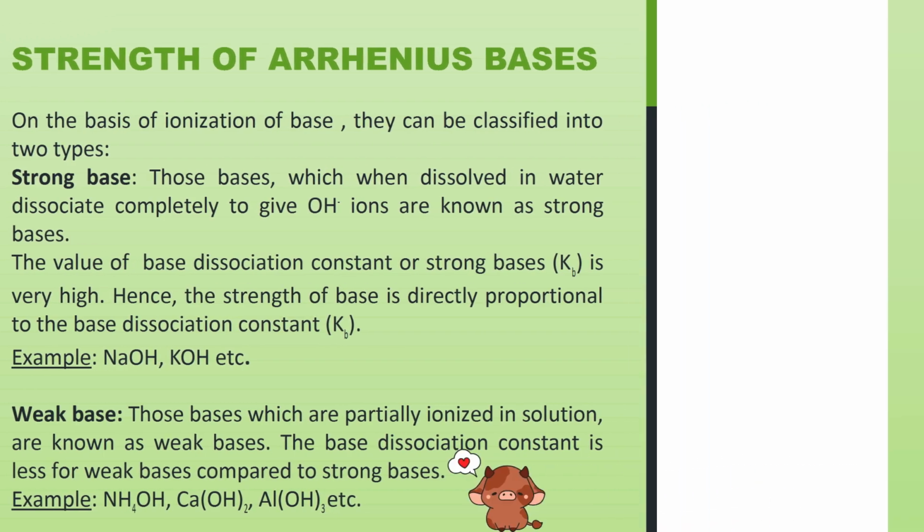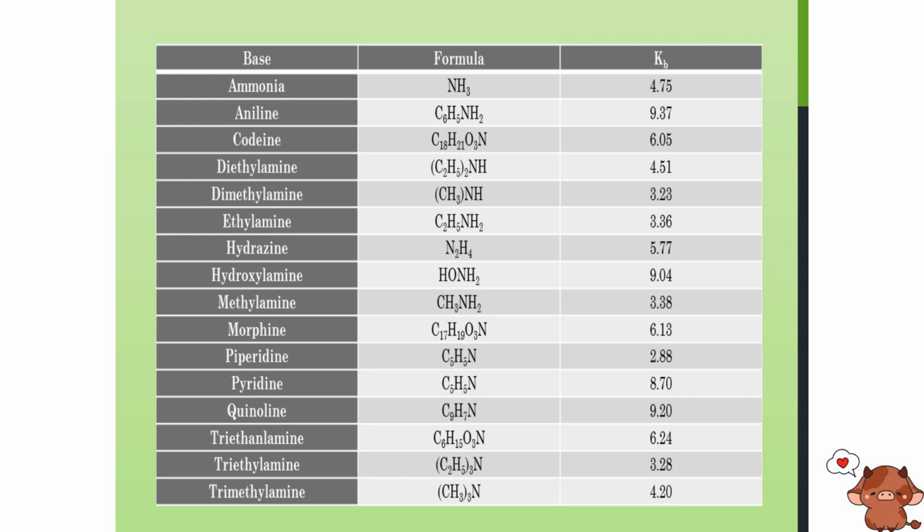Here's a table of base dissociation constants. For instance, ammonia has Kb equals 4.75. Aniline has Kb equals 9.37, methylamine has Kb equals 3.38, and pyridine has Kb equals 8.70. Other examples like codeine, morphine, and triethylamine are also listed for reference.